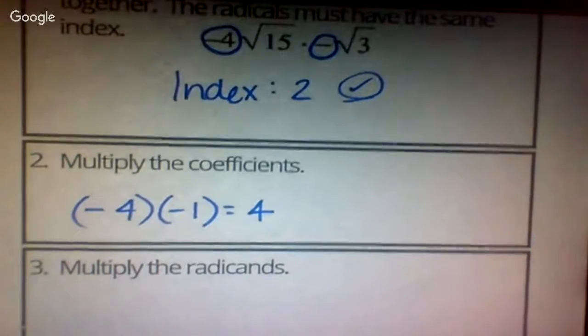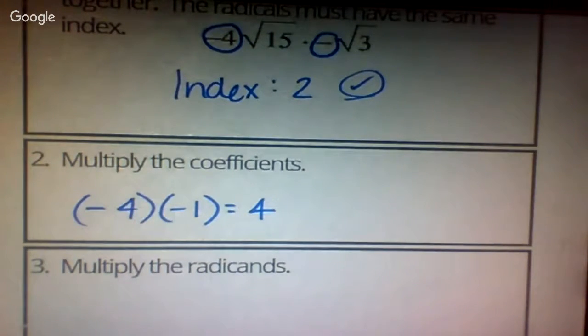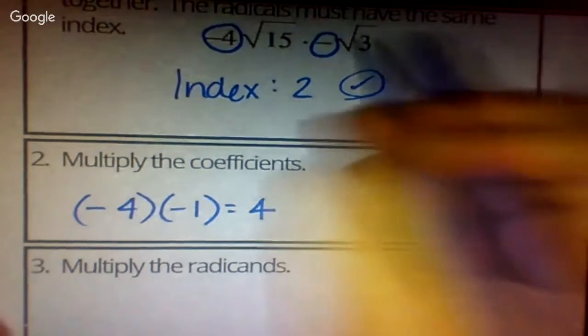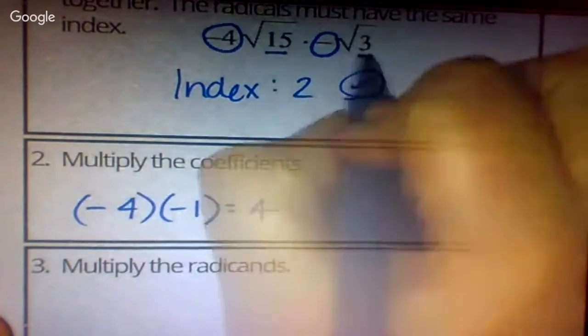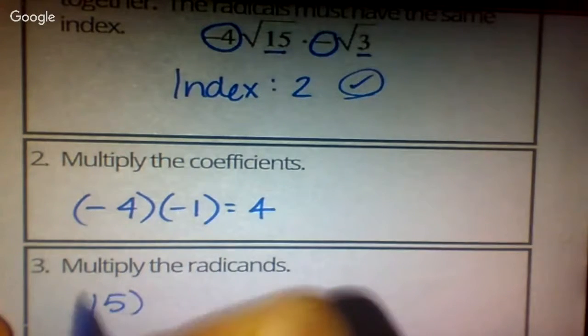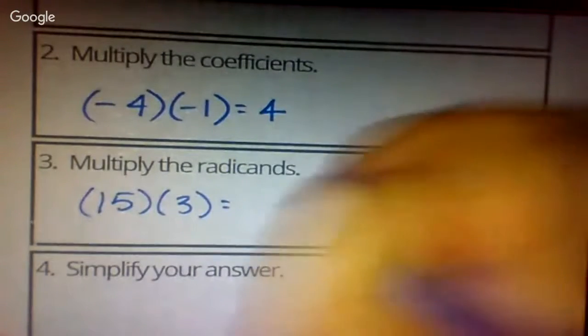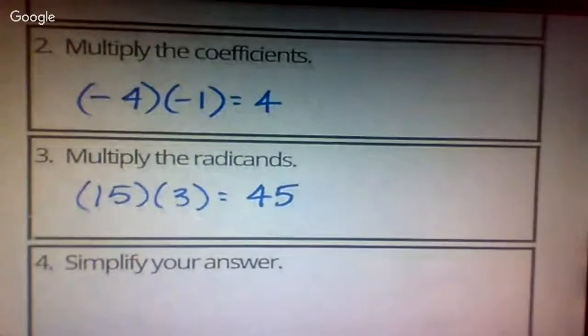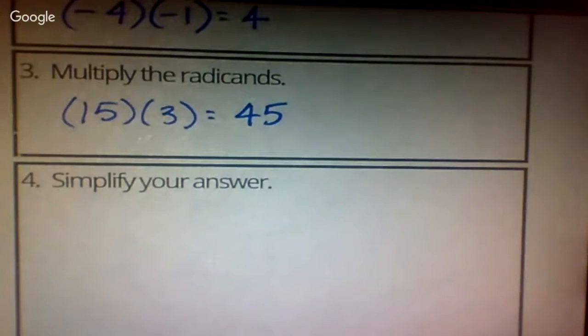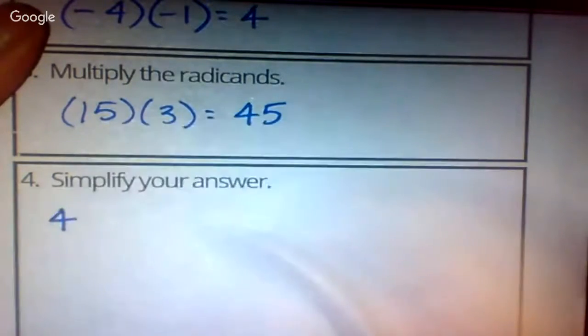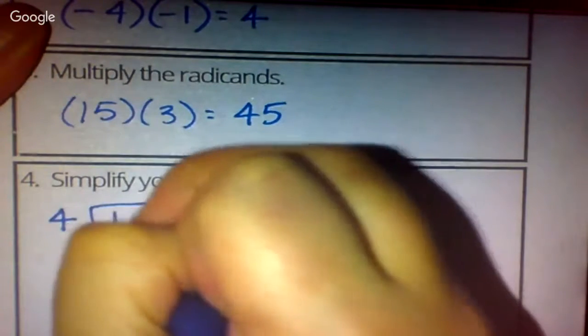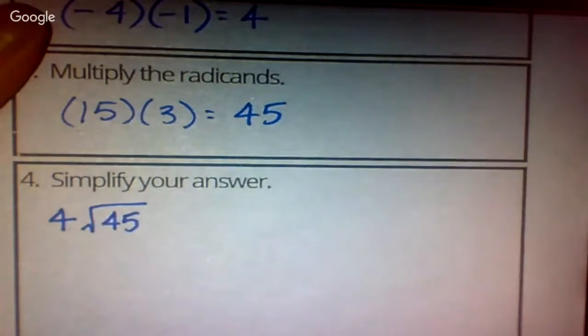Step 3 is to multiply the radicands. Those are the numbers underneath your root. So for this one, we're going to multiply 15 and 3. What does that give me? 45. Your last step then is to simplify your answer. So watch what I do. You have a 4 as a coefficient, and you have the square root, and underneath we have 45. This came from step 2, and this came from step 3.